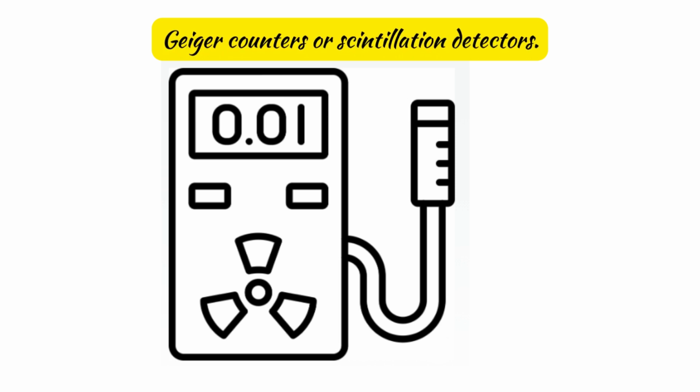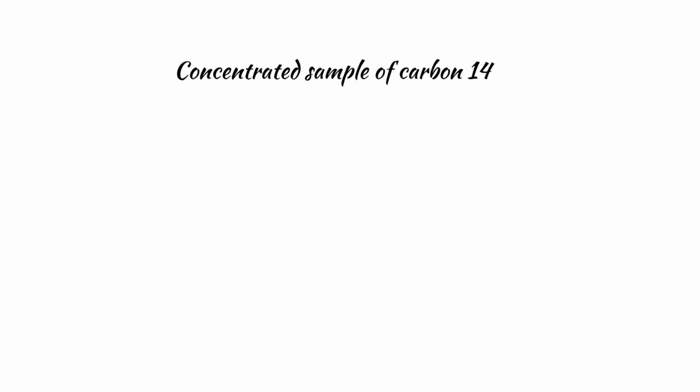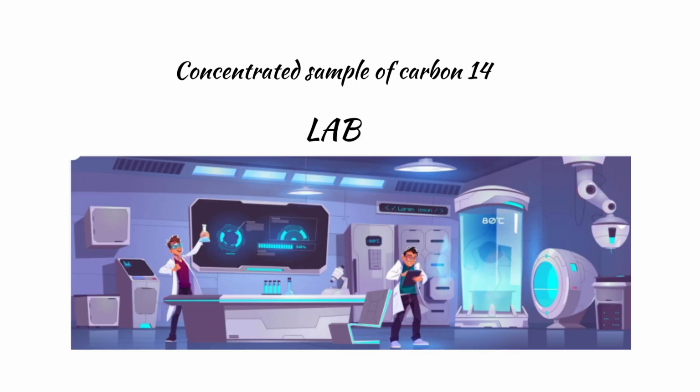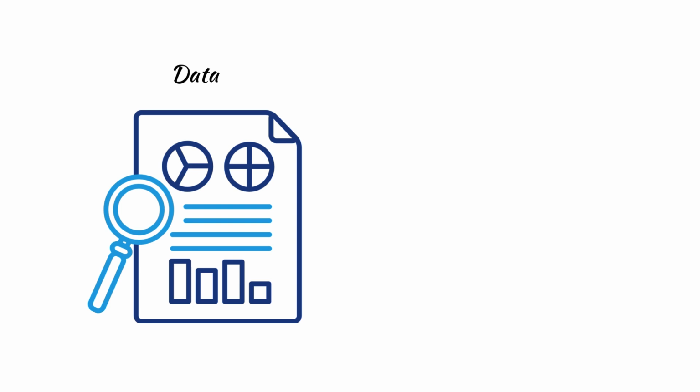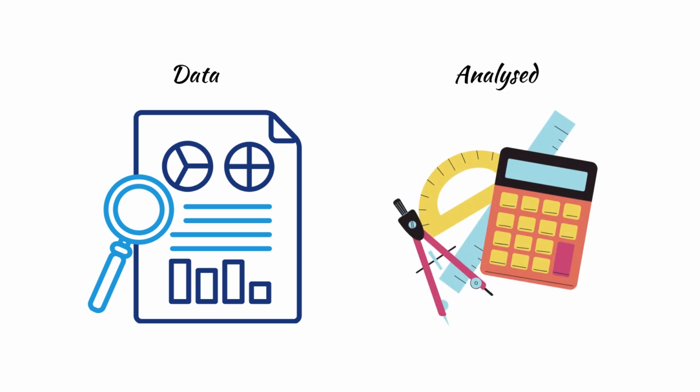Scientists use Geiger counters or scintillation detectors that continuously detect beta particles emitted by the sample. They use a highly concentrated sample of carbon-14 that is created in the lab by blasting neutrons into nitrogen-14. The detector records beta particles emitted every second over the entire experiment period. The data is then analyzed by taking average decay rates at specific time intervals, for example, every hour.